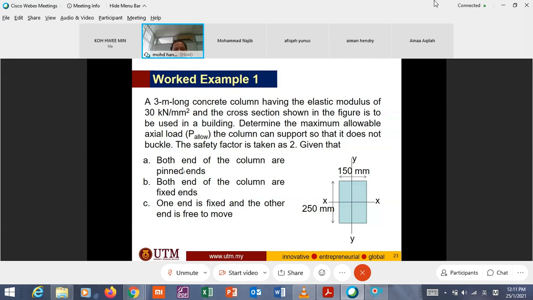And given that both ends of the column are pin ends, both ends of the column are fixed end. One end is fixed and the other end is free to move. And this is the section.